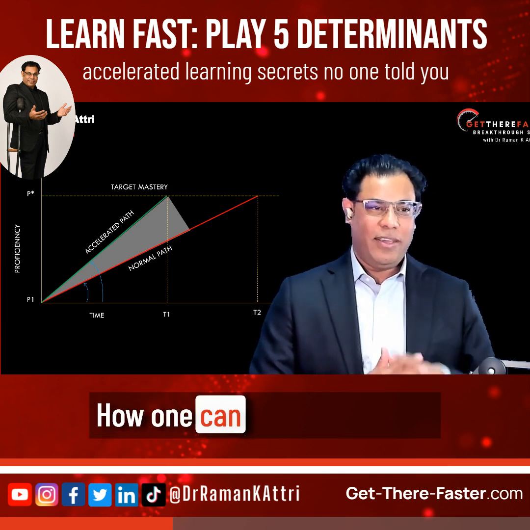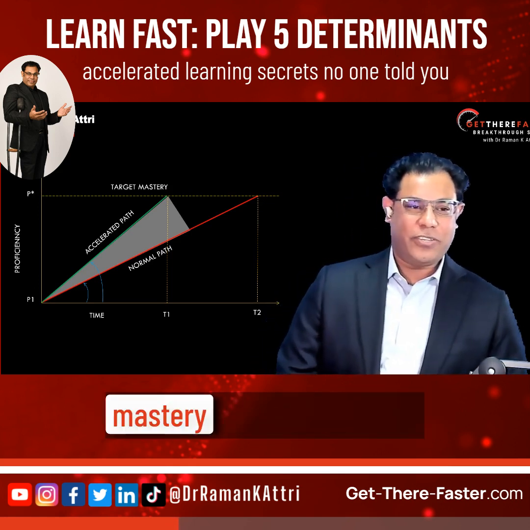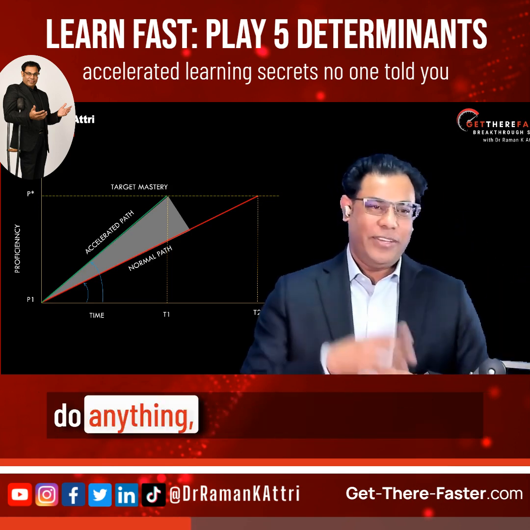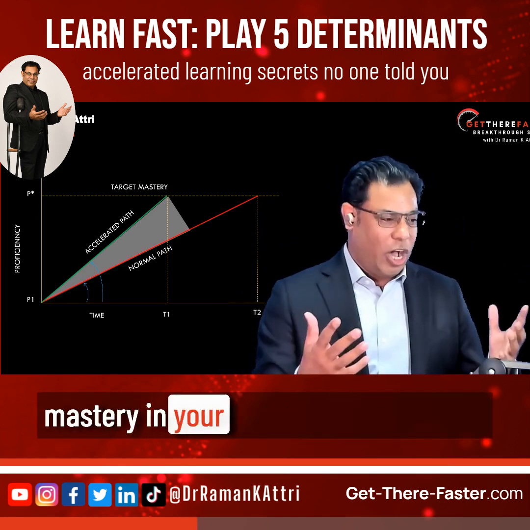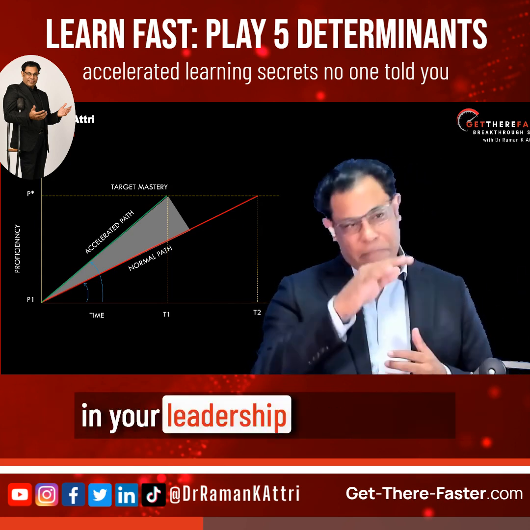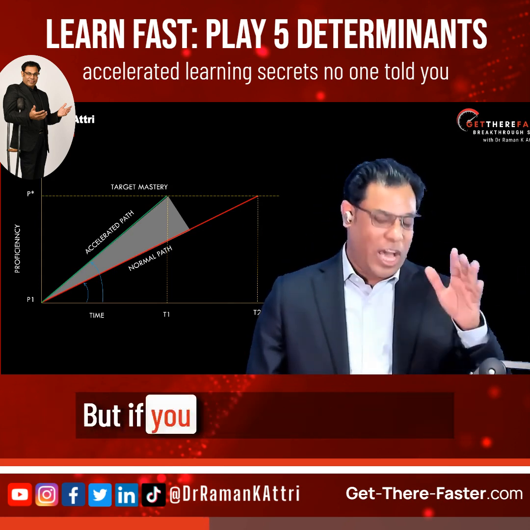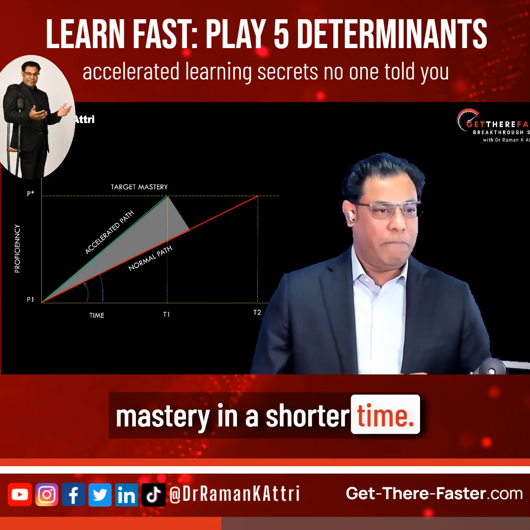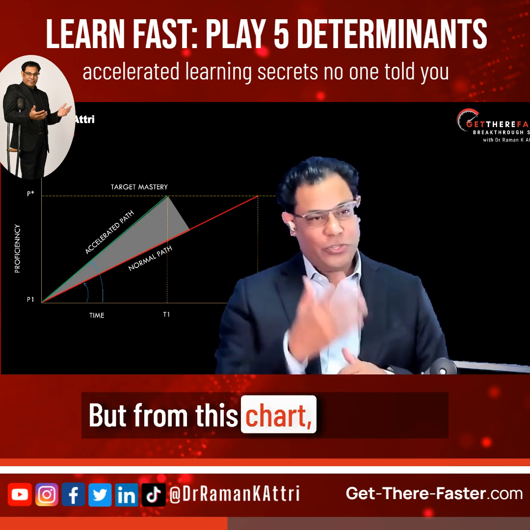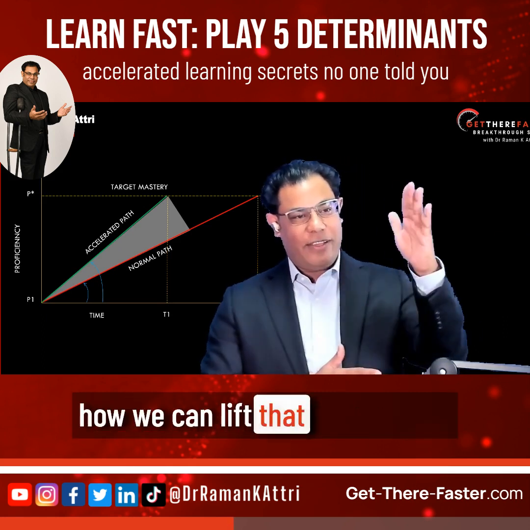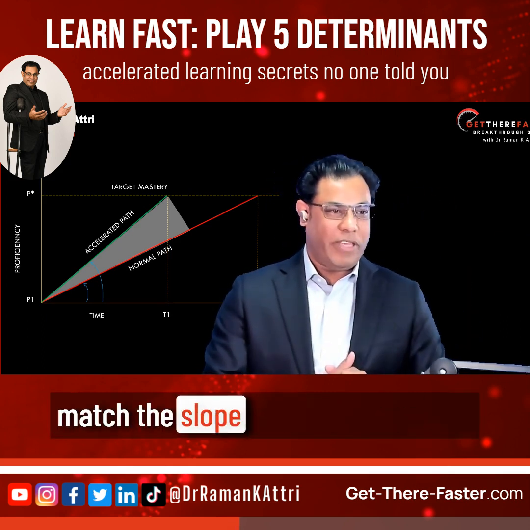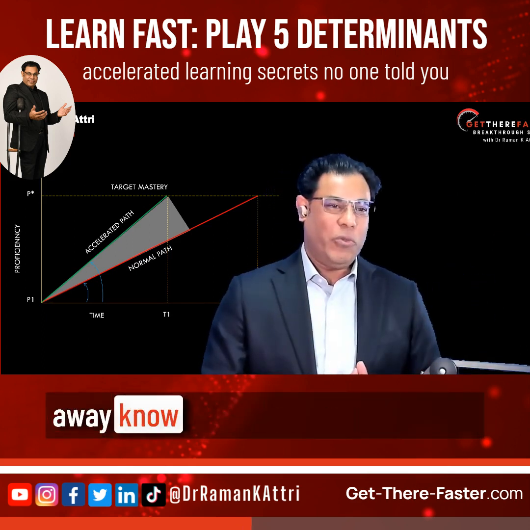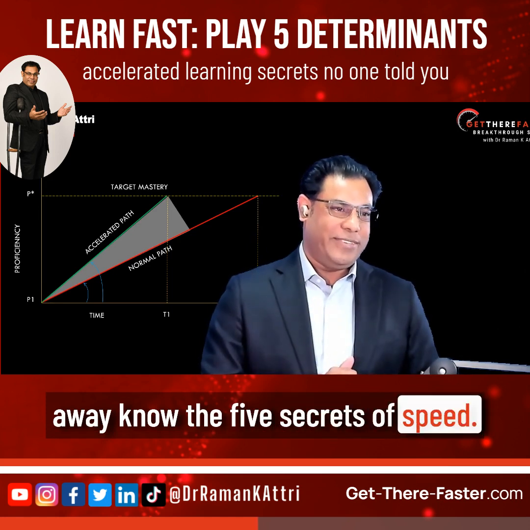How can one reach the target mastery in a shorter time? If you follow the red curve, if you don't do anything, you cannot reach target mastery in your job, in your profession, in your leadership in some time. But if you follow the green path, you're going to reach the target mastery in a shorter time. But from this chart, do you see how we can lift that red curve to match the slope of the green curve? If you look at the chart, you will right away know the 5 secrets of speed.